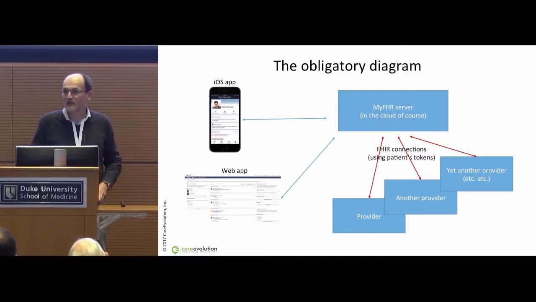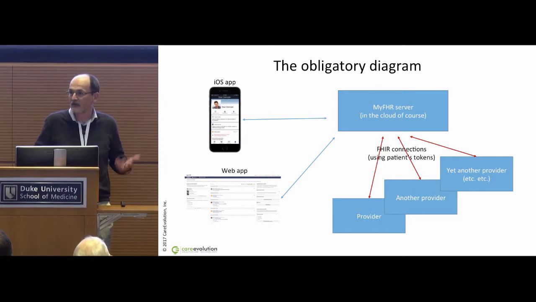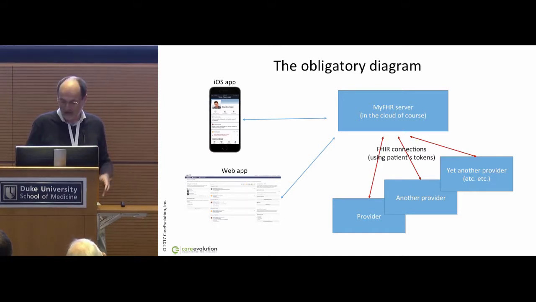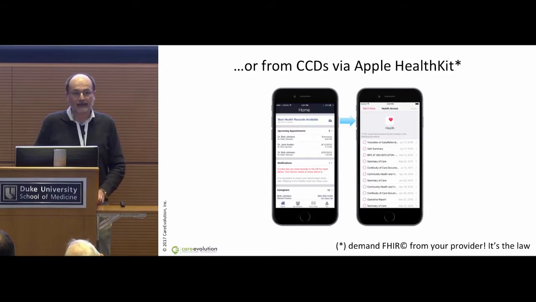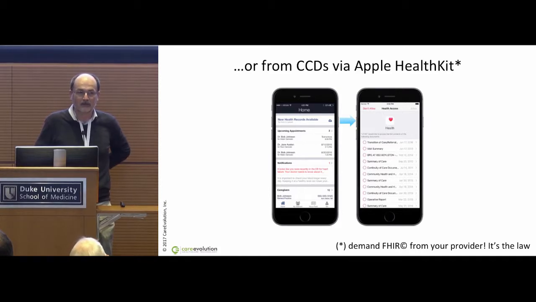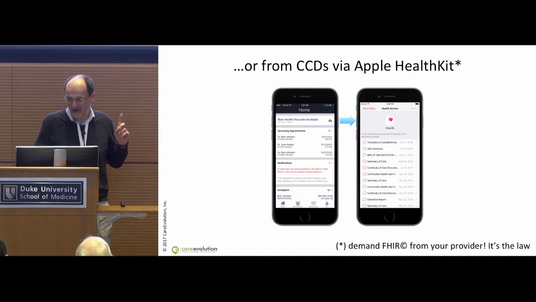This system of connecting to multiple different systems and aggregating the data together is something that we have a lot of experience with, and we could put it to good use in this single patient case. We can also get data using CDA, CCD, via Apple HealthKit, or by downloading them directly. But FHIR is easier to use.